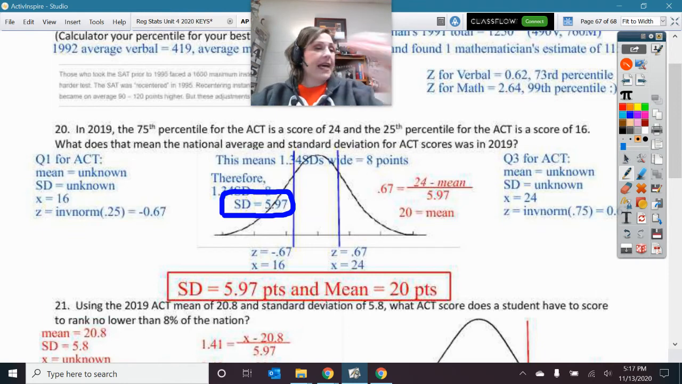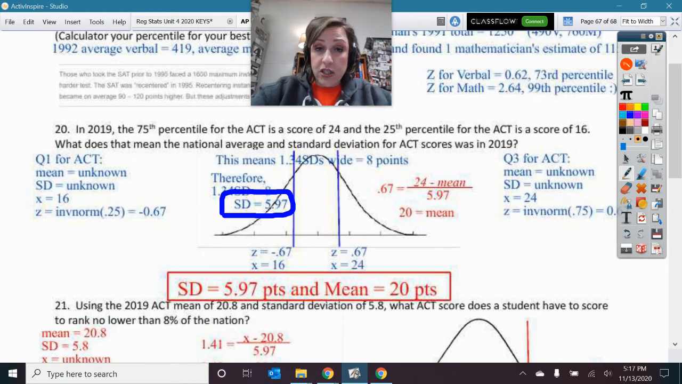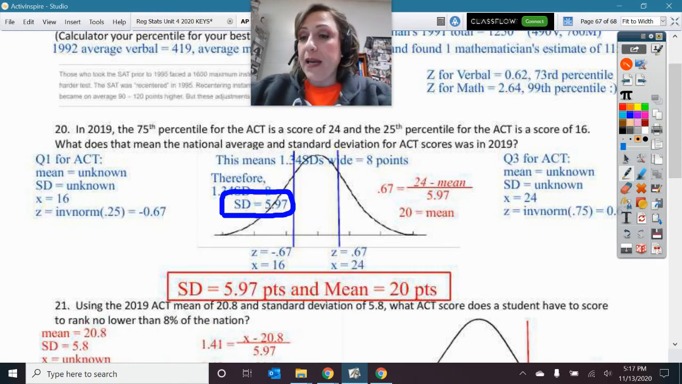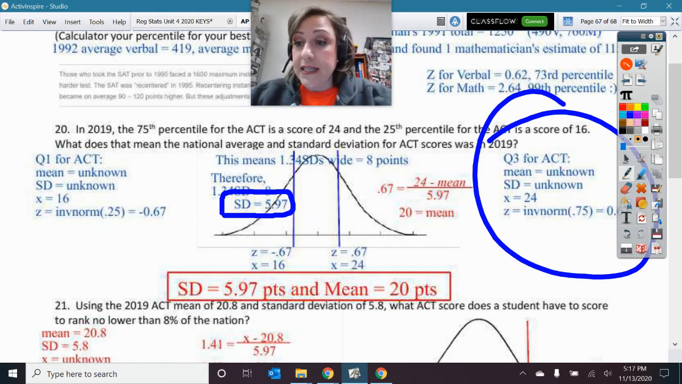I don't know what method you would call that one. There are different things you could do, but once I've gotten that standard deviation, I'm going to substitute it back into one of these locations. I usually pick this one because it's got the positive z-score. So now I have this z-score, the x minus the mean, and now I have that standard deviation to go along with it. And so then I do the algebra to solve.